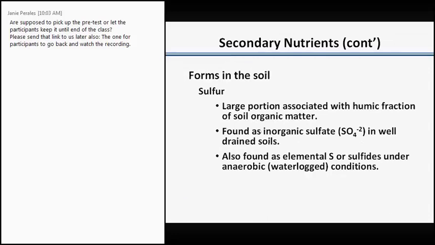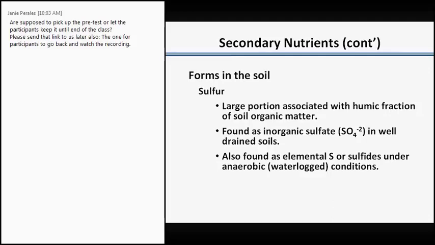Sulfur. Now, sulfur is the one that's a little different. It's similar to nitrogen and phosphorus in that it is an anion. So it is actually repelled by the cation exchange capacity, or the cation exchange sites, because the cation exchange sites also have a net negative charge. So like charges get repelled. So the sulfate has the ability to actually be leached.